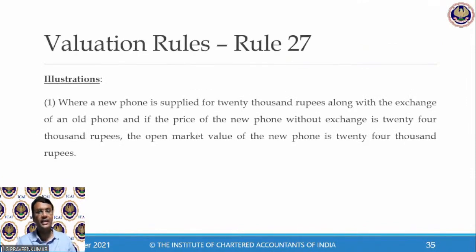There was one example which is picked up in this regard. Say a new phone is supplied for 20,000 rupees. If someone wants to buy a mobile phone, the cost of the phone is 20,000. There was an exchange of an old phone, where the old phone was getting a price of rupees 4,000. In addition, cash is being received for 20,000. So when I apply Rule 27, 4,000 in kind, that is your equivalent value, plus 20,000. Put together, 24,000 is my open market value.